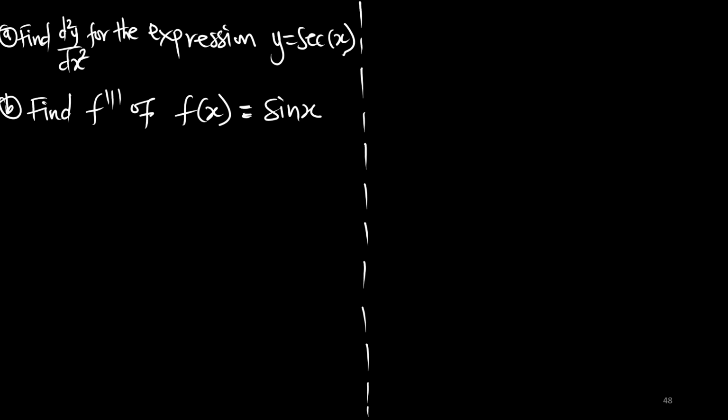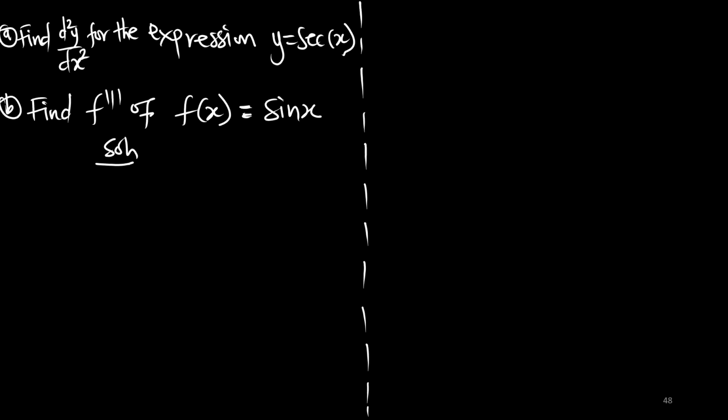In this episode, we are going to solve some problems on high order differentiation. So these are our expressions. We should find the second derivative for the expression y is equal to sec x. And the B part says we should find the third derivative of a function f of x is equal to sine x.